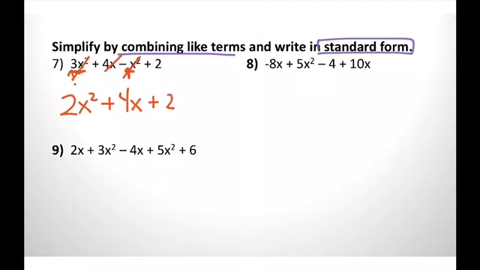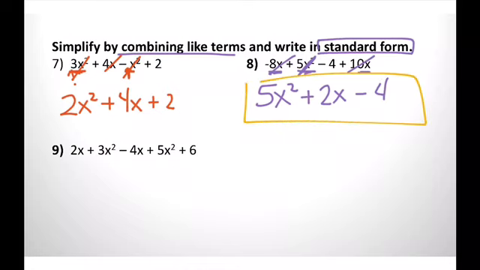Okay, number 8, look for like terms. So x squared, that's the highest degree in there. So that's going to come first. There's nothing else for it to go with. So 5x to the second power. The next one is x to the first power. So I've got negative 8 plus 10. That's 2x. And then minus 4. So this is a trinomial. It's degree 2. I'm not being asked to say that, so I won't write it down. But that will be my answer. It's in standard form.